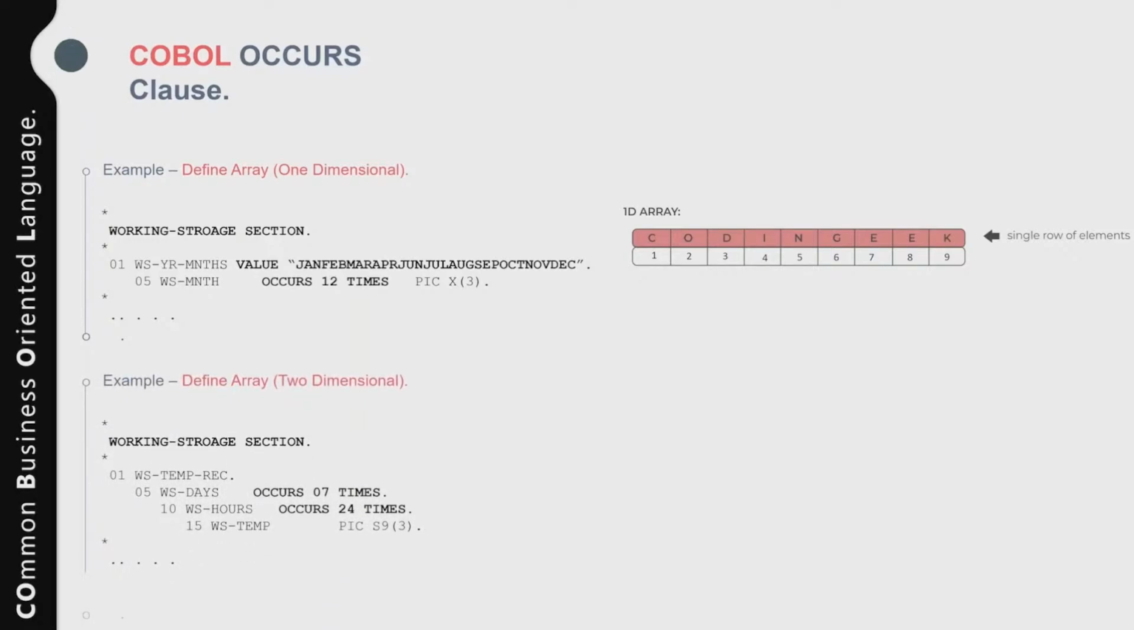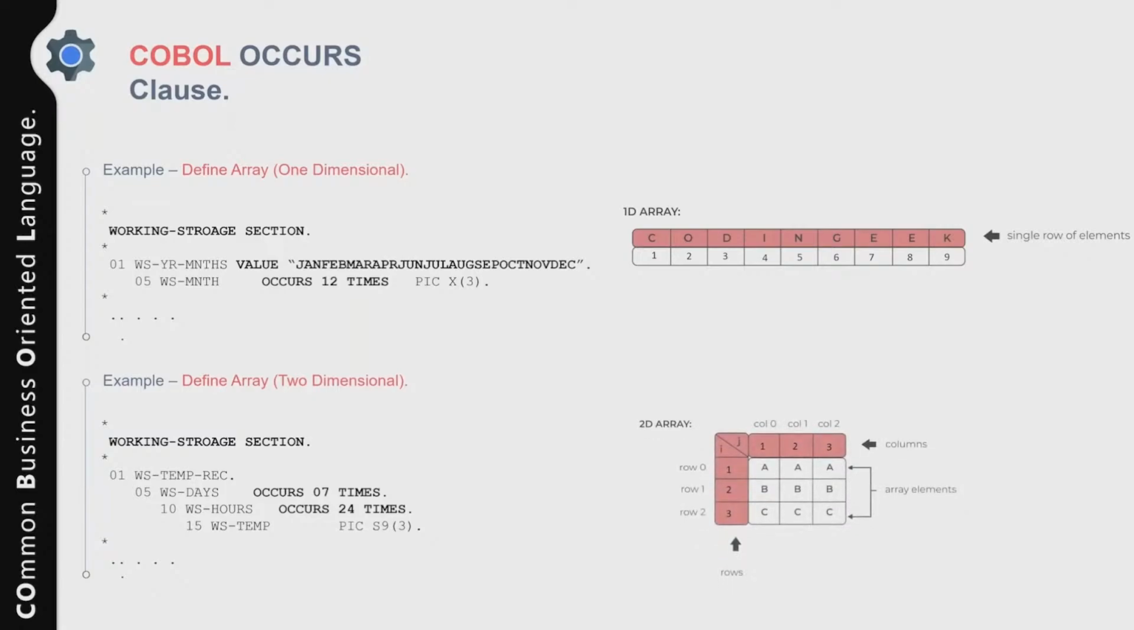In the following example, we have a working storage section, and there we have defined a table that is ws-temperature-record. Within that, we have defined the next variable at level 5, ws-days, that occurs 7 times. Within those days, we are recording temperature for 24 hours. So we have defined ws-hours at the next level, level 10, and that will occur 24 times. The actual variable which is going to hold the temperature is ws-temp, and it is defined as PIC S9(3). So this is how you can store 24-hour temperature for 7 days.